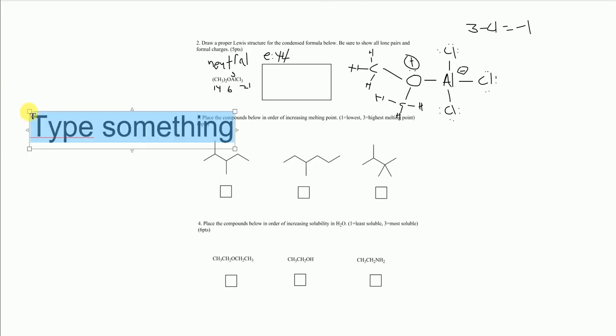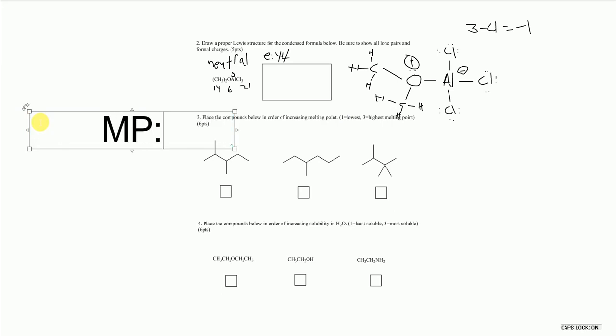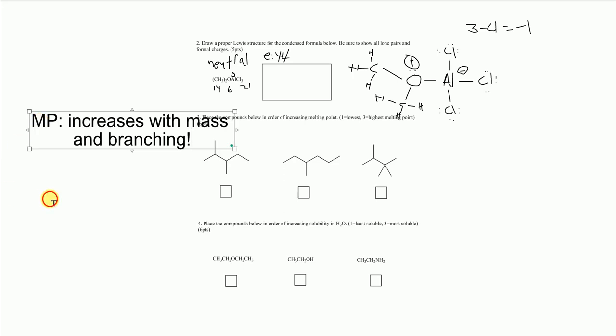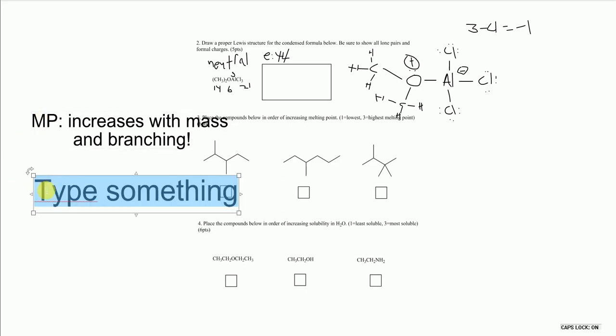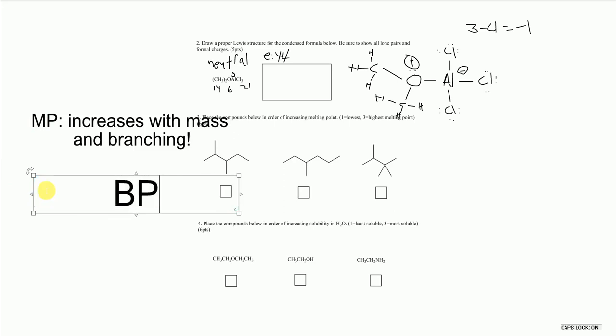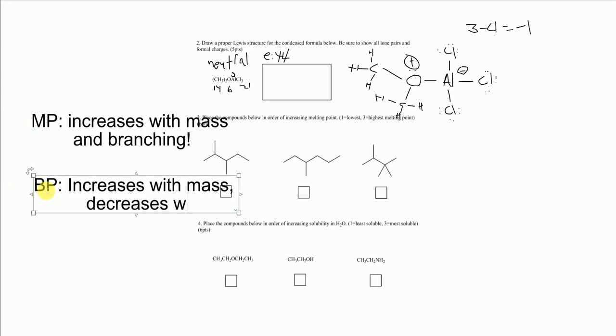All right, moving on. Place the compounds below in order of increasing melting point. So we said melting point, all right, I'm just going to type this out. It increases with mass and decreases with branching. Boiling point increases with mass, decreases with branching.